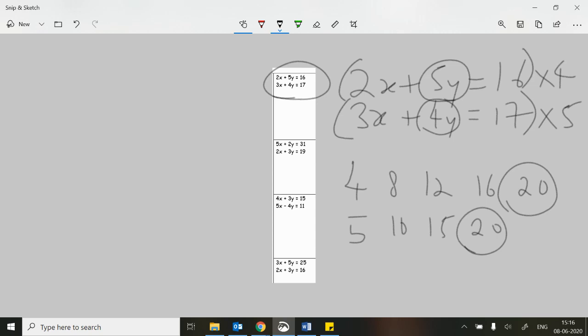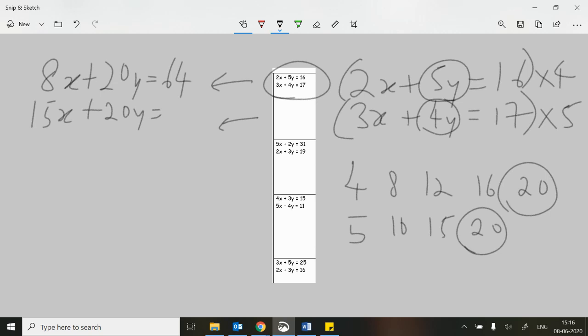Okay, so if I do that, let's just take it over to this side. Okay, so 4 times 2x is 8x, plus 20y, that's 5y times 4, and 16 times 4 is 64. Now on the row below, we've got 5 times 3x is 15x, 5 times 4y is 20y, which is what we wanted. And then 17 times by 5, so what's that? We've got 85 there. Okay, you can just do it on a calculator.